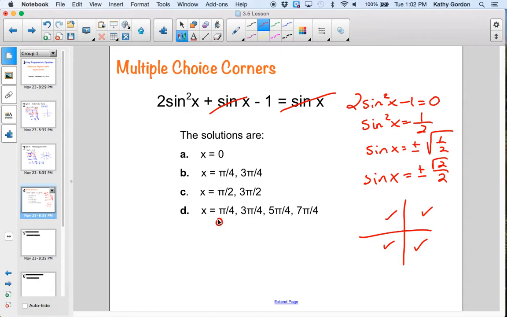So pi over 4 is going to be my quadrant 1 angle. 3 pi over 4 will be my quadrant 2. 5 pi over 4 is going to be my quadrant 3. And 7 pi over 4 is going to come from my quadrant 4. So all of the 4 denominator angles that would have pi over 4 as its reference, those are the ones that you want for all of your possible answers.